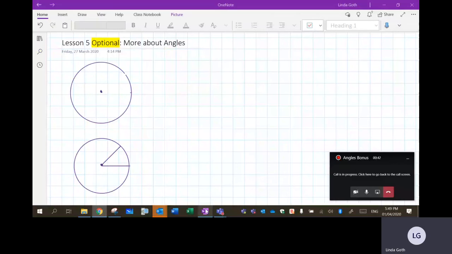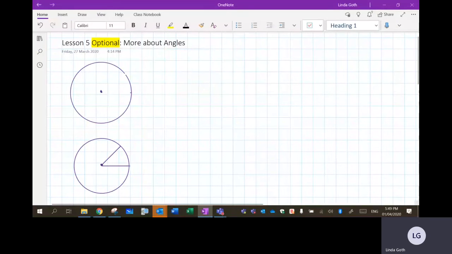Hi everyone, this is your optional lesson about angles. We said in the last lesson, we just showed you how to round an angle off to the nearest degree, but sometimes it's interesting to be a little bit more particular about how you tell someone the angle of something. So this is just a bit of a bonus.